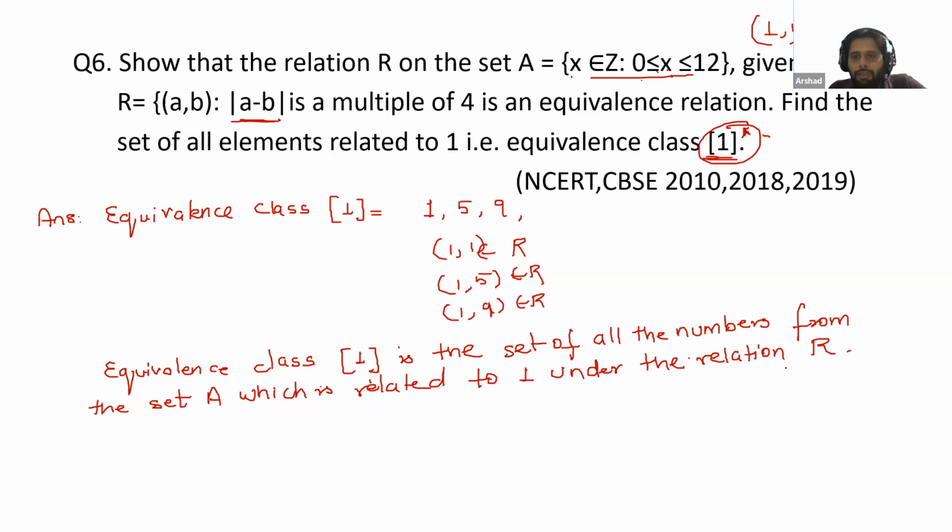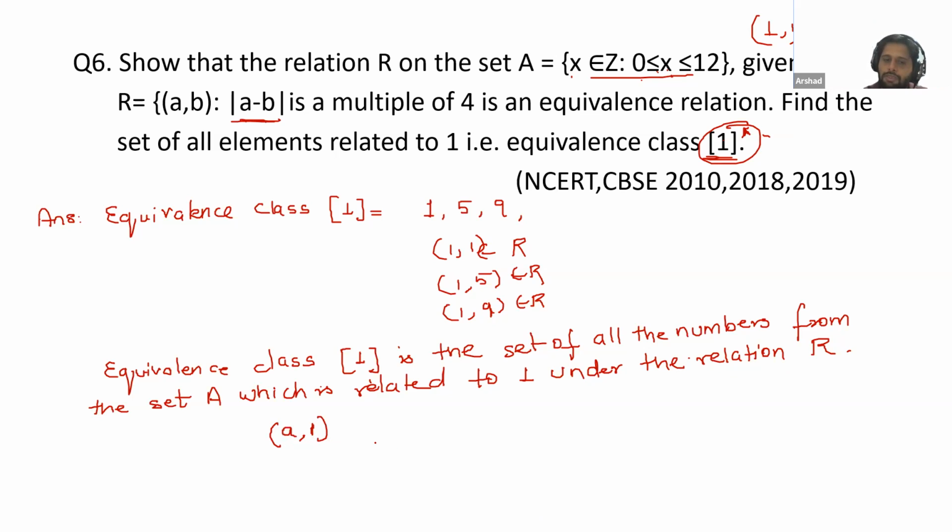Equivalence class can't be any number. Only those numbers which are related to 1 in this question, under the relation R. Okay, so you can understand it this way: your ordered pair is AB. So you need to find A, and this value is fixed. Please try to understand it this way: fix this value 1. This is already given. You need to find A.